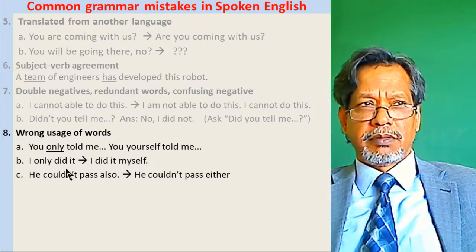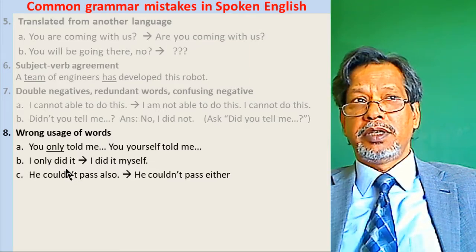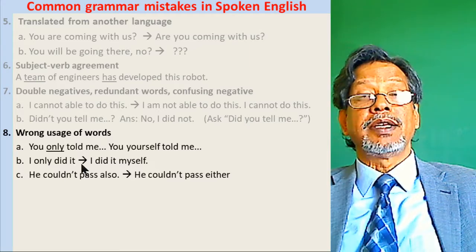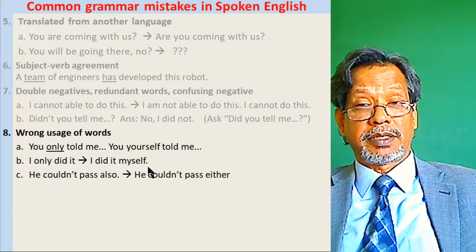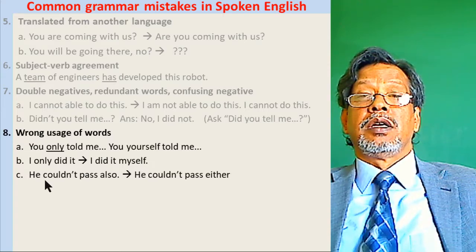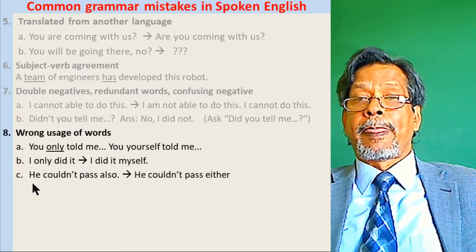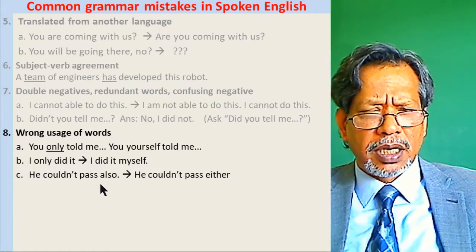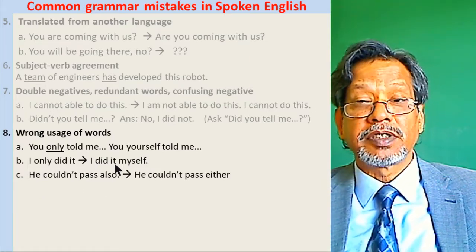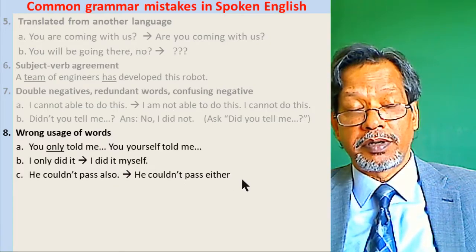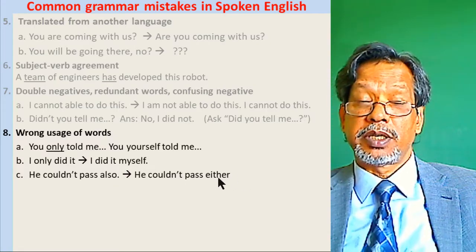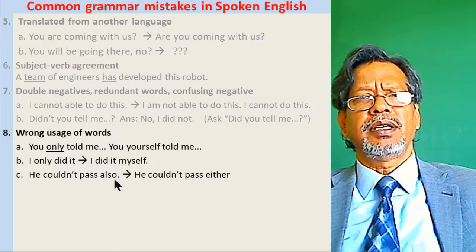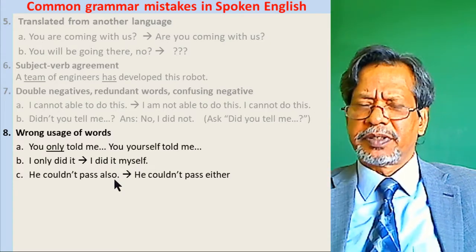"I only did it." I've heard that many times. "I only did this." No, I did it myself. That's correct English. Okay? "Only" has a different meaning. "He couldn't pass also." I've heard that. You have to say he couldn't pass either, or "either" in American English. Okay? You get it? Simple things.